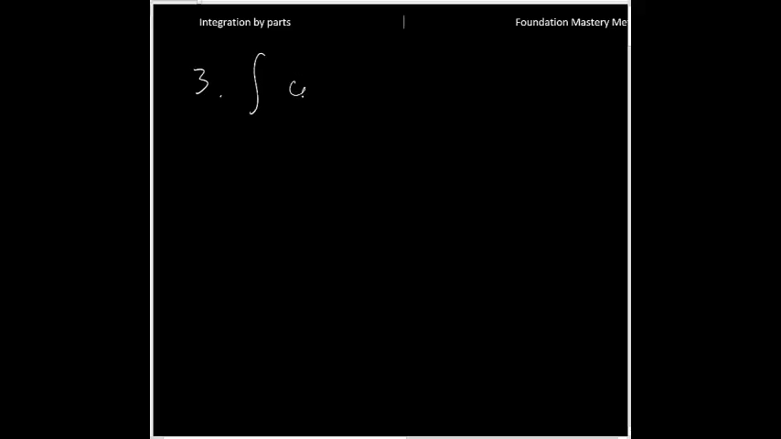Integral of cosine squared x sine to the 3x dx. Okay, how do we solve this problem? The easy way will be to find u from here.